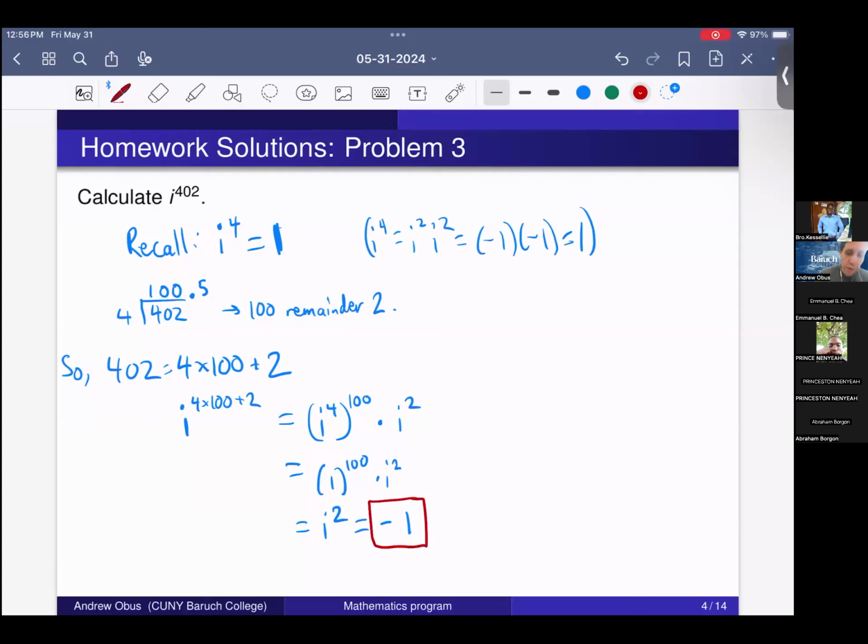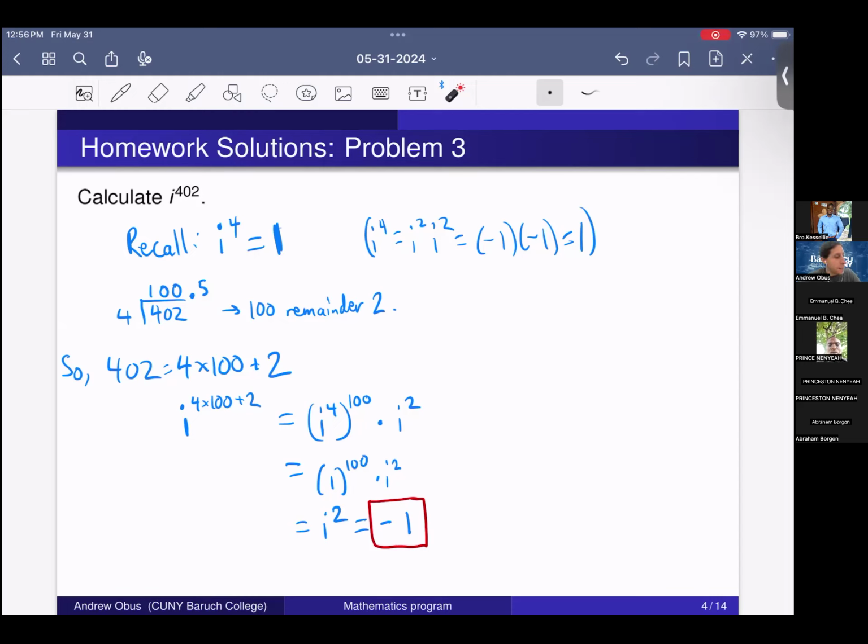Okay, so i to the 402, if you first look at it, might look somewhat complicated, but actually it's just -1. Because when you're raising i to various exponents, only the remainder when you divide by 4 really matters, because every time you raise it to the 4, you're just multiplying by 1. And so that doesn't do anything. All right, any questions on this?